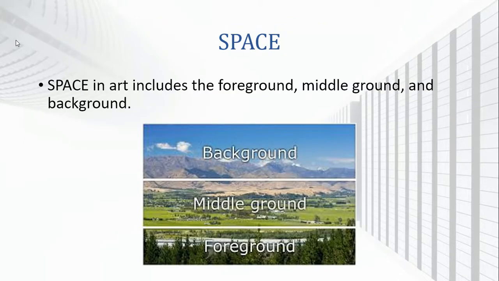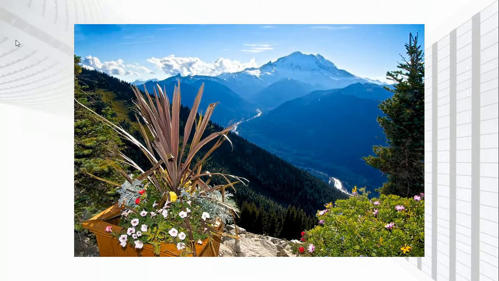Space in art includes the foreground, middle ground, and background. Look at this photo. The plants in the very front that are closest to us are considered the foreground. The mountains in the very back are part of the background, and then everything between with the mountain and the valley are the middle ground.